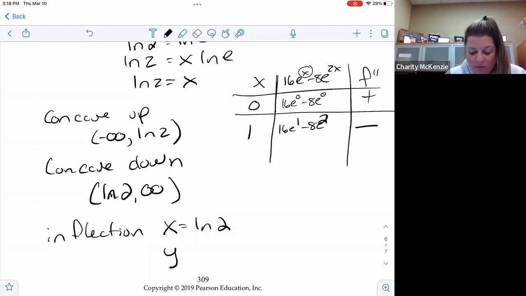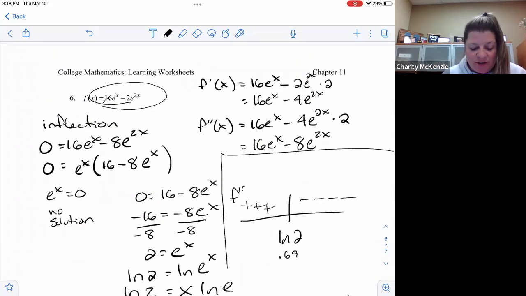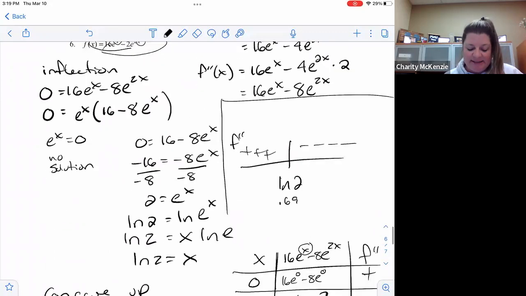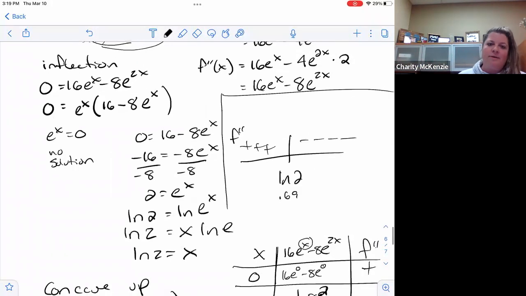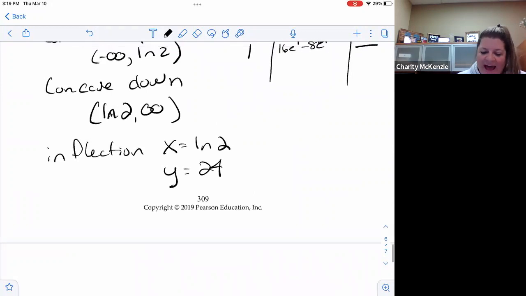If I had to find the y, this one, the y is 24. So if you had to find the y, you go all the way back to this original and you put in for those x's the natural log of 2. It works out pretty because if you put it in your calculator, e to the power of natural log of 2 is actually just 2. So it ends up being 16 times 2 minus 2 times, well, you got a 2x in there. So it ends up being 24. Okay, so that's what we're looking for.